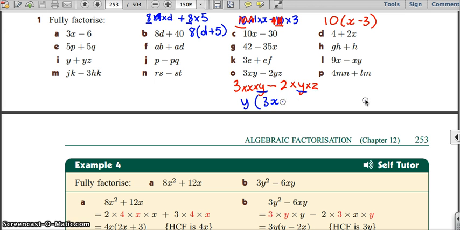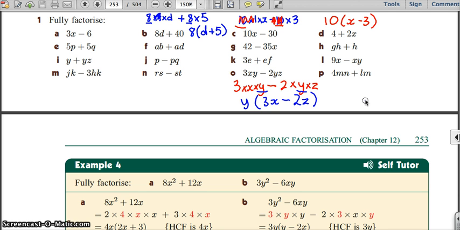Take 2z. Well, if you had 3 y's, is that still just y? If I had 3 y's here, then you'd put the 3y out the front. It's going down to the more difficult ones where you've got a bit more out the front. Does that answer your question?